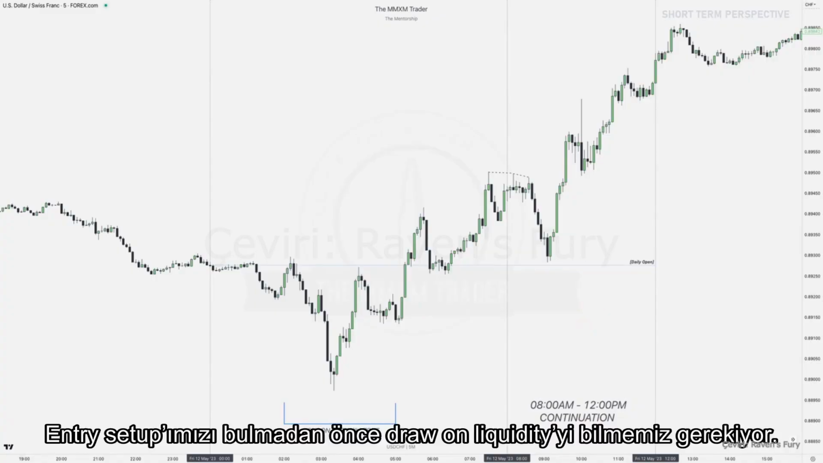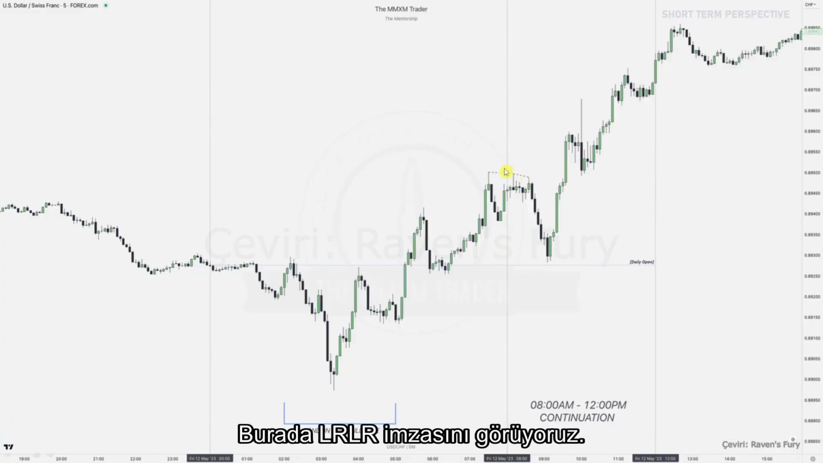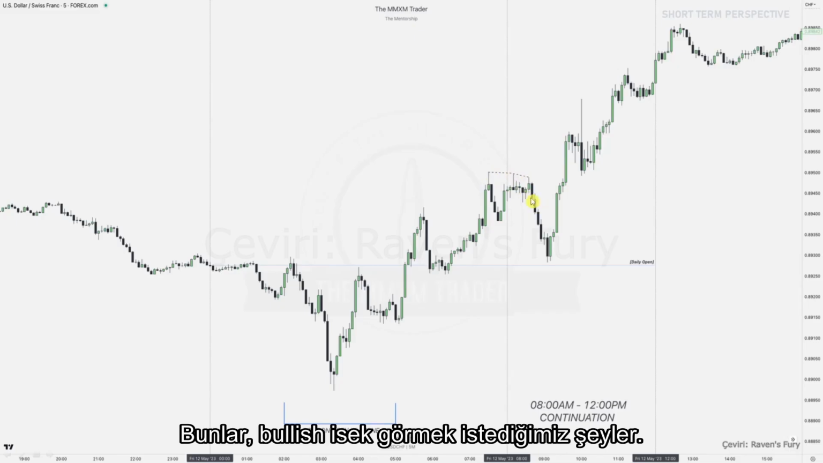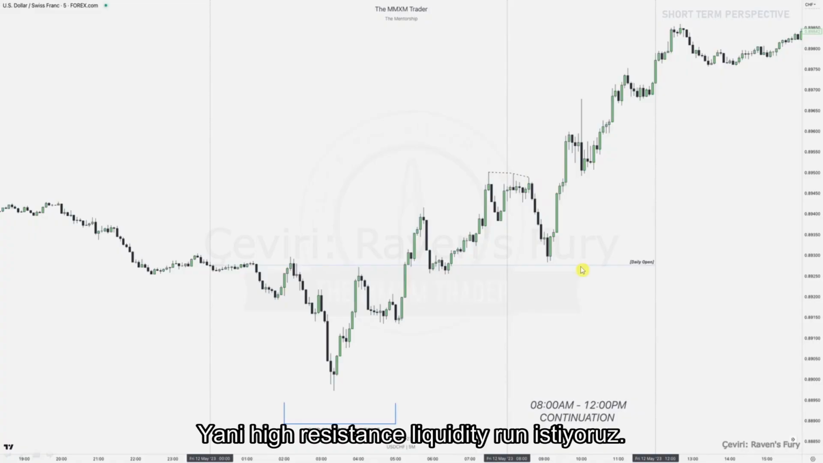We need to know our drawn liquidity before we find our entry setup, right? So we see this LR signature up here, those failure swings up here. And this is what we want to see if we are bullish, right? We want to see low resistance liquidity. So we want a high resistance liquidity run opposed to our buys, right?